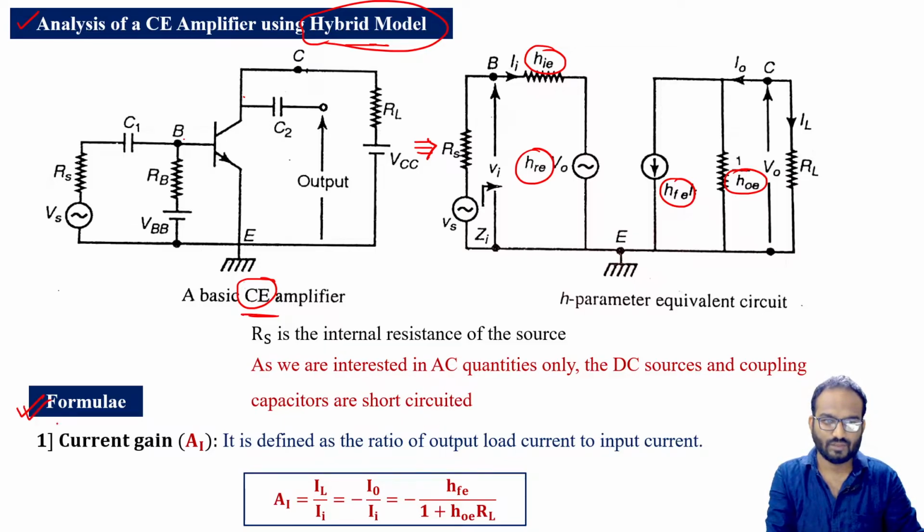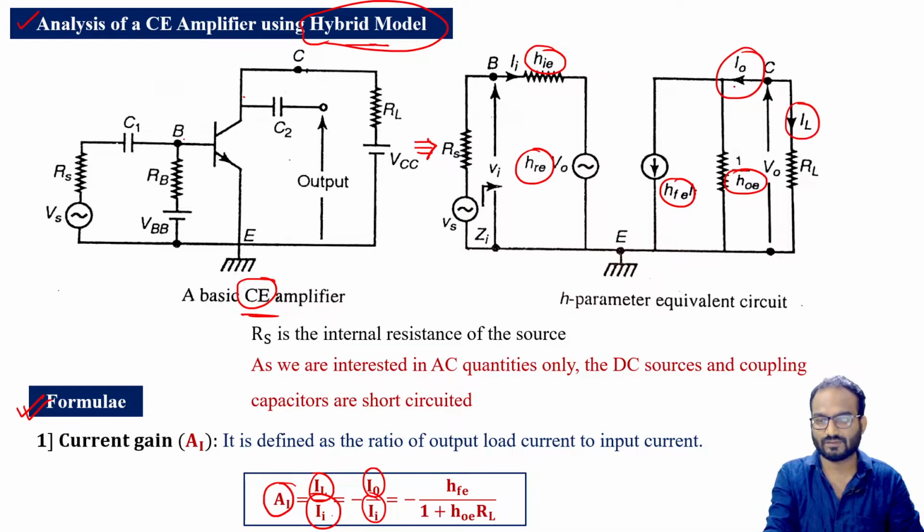Formula number one, current gain, AI. It is defined as the ratio of the output load current to input current, and as you can see, the formula is AI equals IL by Ii, which equals minus Io by Ii. If IL is flowing in this direction, Io is flowing in the opposite direction, so when you are using Io, you have to use a minus sign. So the formula is minus HFE divided by 1 plus HOE into RL. If the HOE term is not there, then this will be only minus HFE.